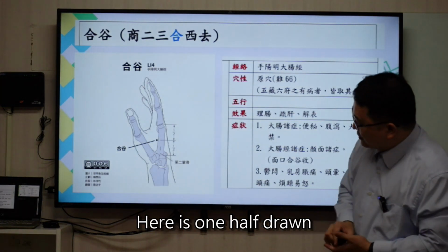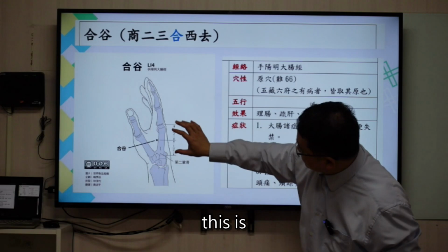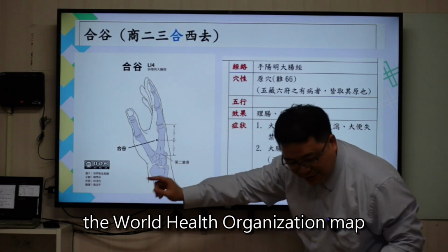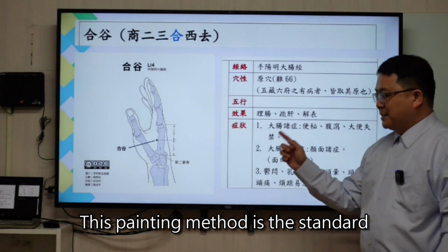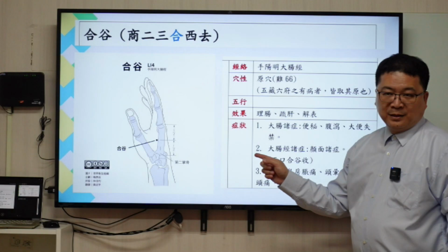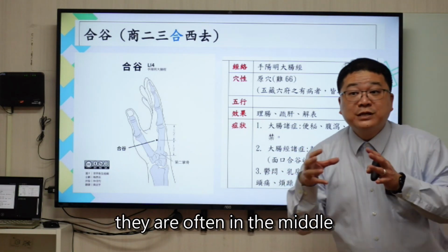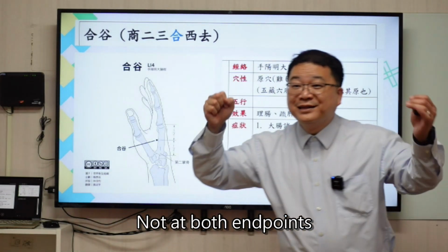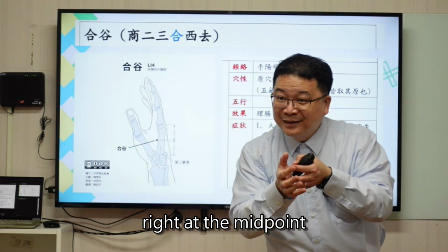You guys take a look first. Here is one half drawn. This is the World Health Organization map. This painting method is the standard. The same goes for acupuncture points. They are often in the middle, not at both endpoints, right at the midpoint.